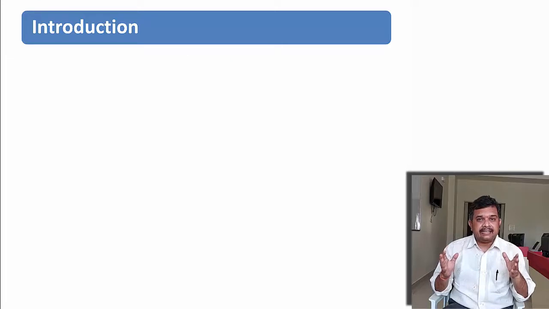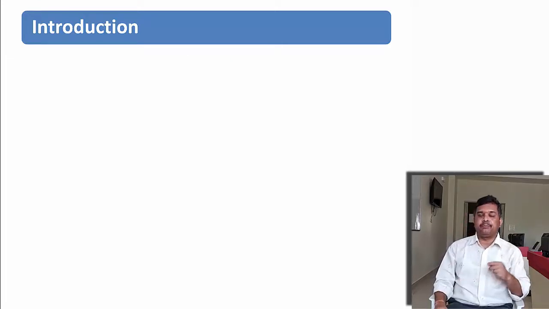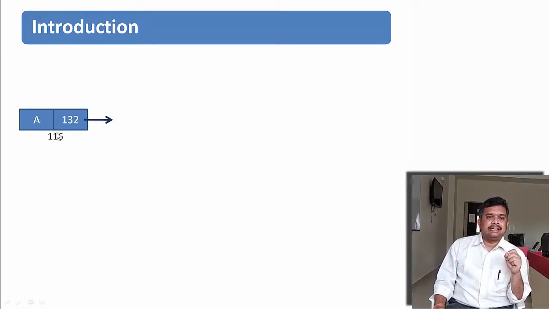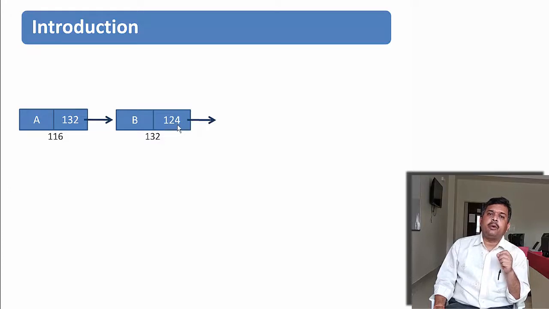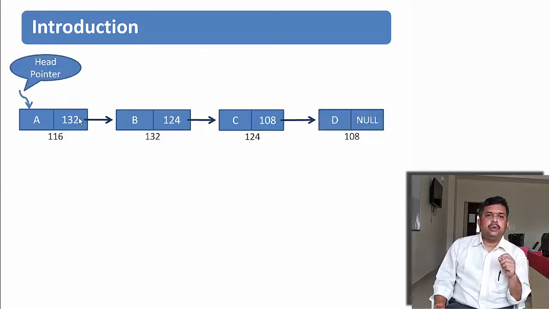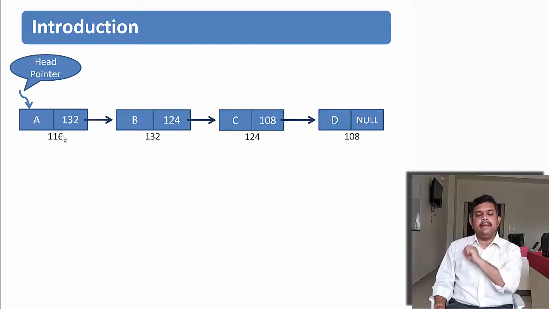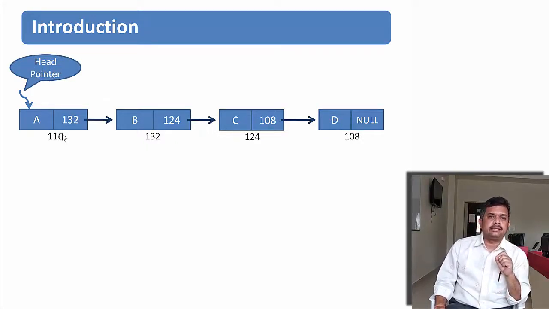For our better understanding, let us try to see one example. Here at location 116, the data contains A, and it is going to look into location 132. At location 132, data B is available and it will look for location 124. So like this, in order to have a linked list, there are a few more important things that we need to discuss. We need a pointer.